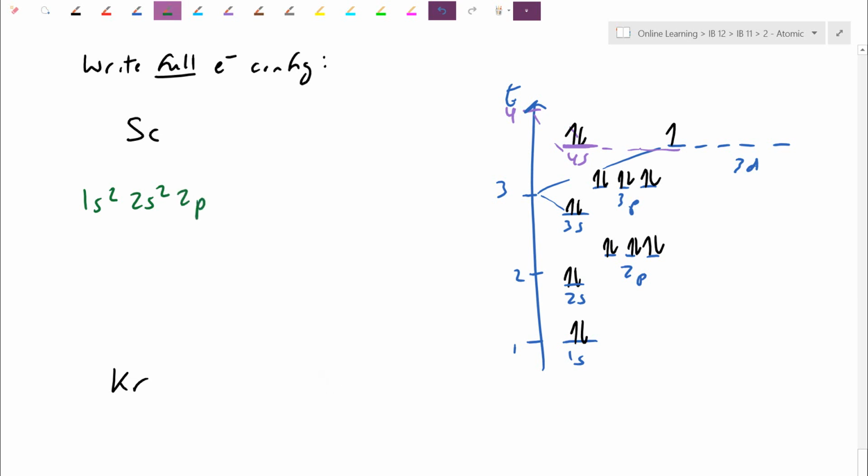In 2P, we have 6. In 3S, we have 2. It's going to look like gibberish because we're getting more electrons, but all it is here is a listing of where all the electrons ended up. If I added up all these superscripts here, it should add up to the total number of electrons, because for a full configuration, I told you exactly where everything was.